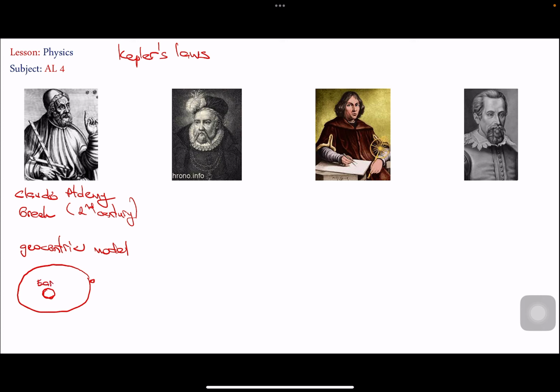So that's the Earth, and that's the moon. He predicted that every planet and every star is moving around the Earth. So this model is called the geocentric model, Claudius Ptolemy. His model was one of the first models predicted by human beings, and it was valid. It was used for 1,400 years after him.